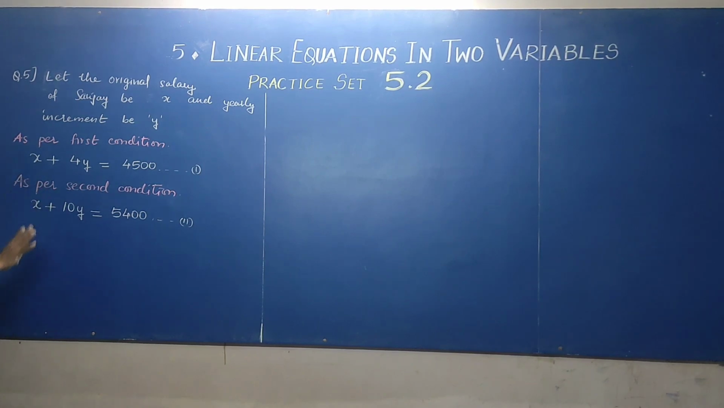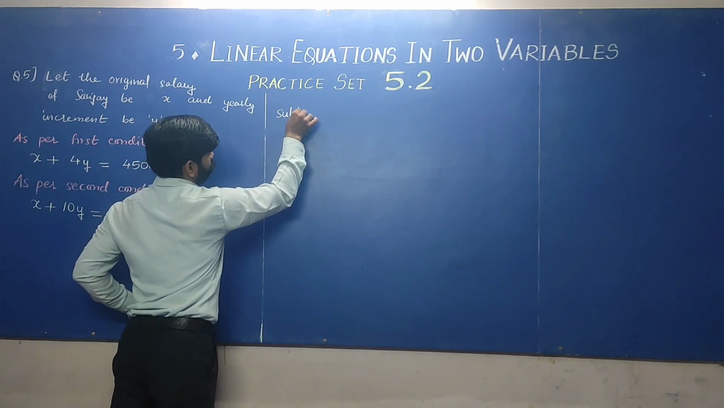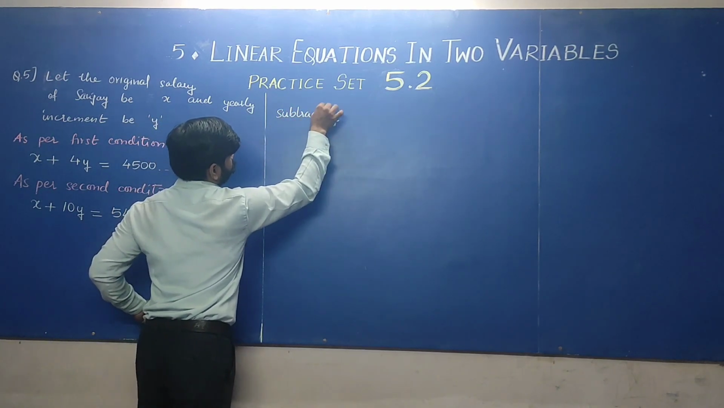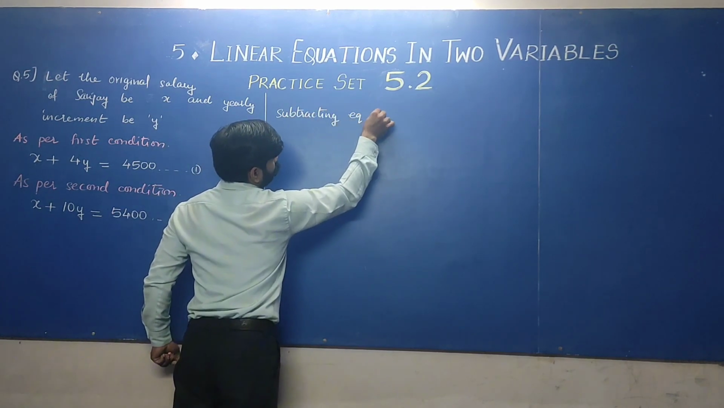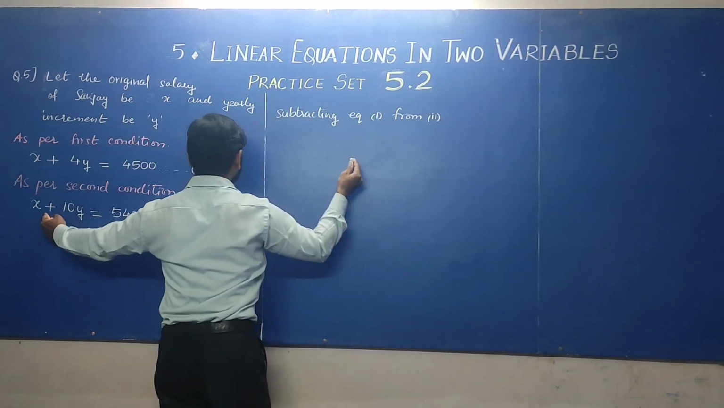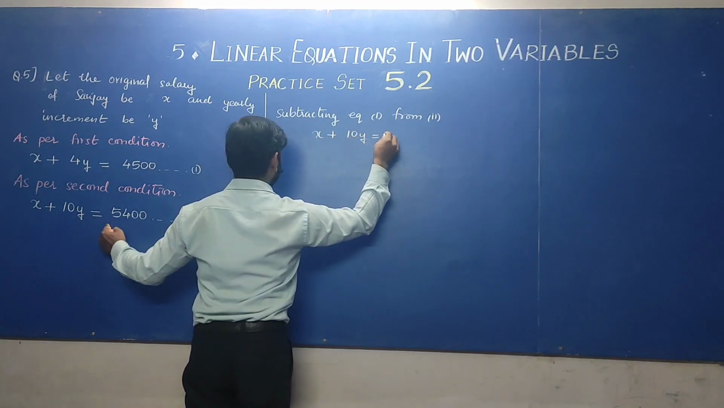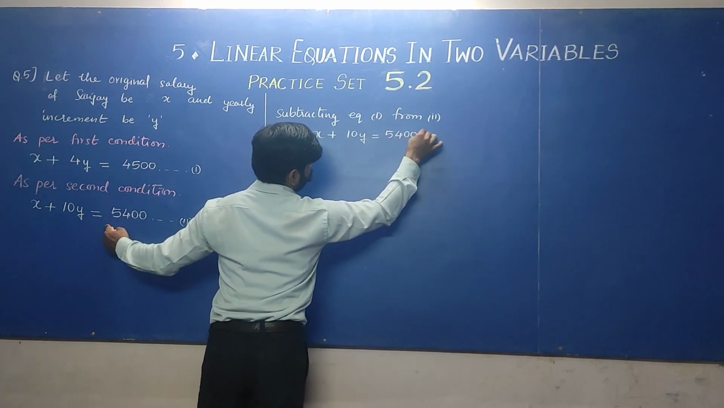Students, see, in these equations we need not multiply anything, because x is same. So we are directly subtracting because both signs are plus. So subtracting equation number 1 from 2. Okay, we will write subtracting equation 1 from 2. So second equation we will write first because we are subtracting from 2. That's why we are writing equation second as first.